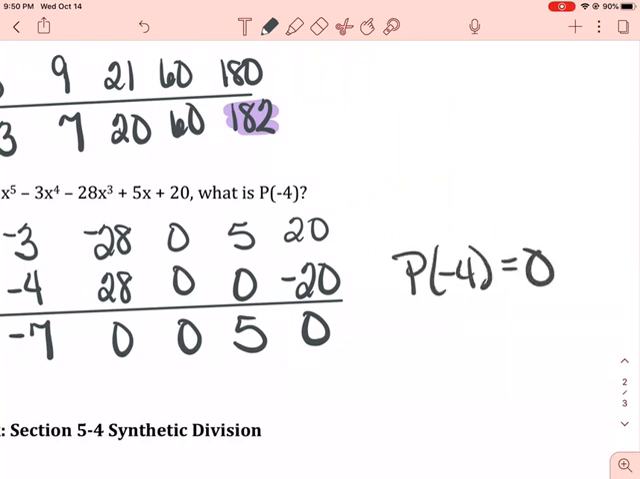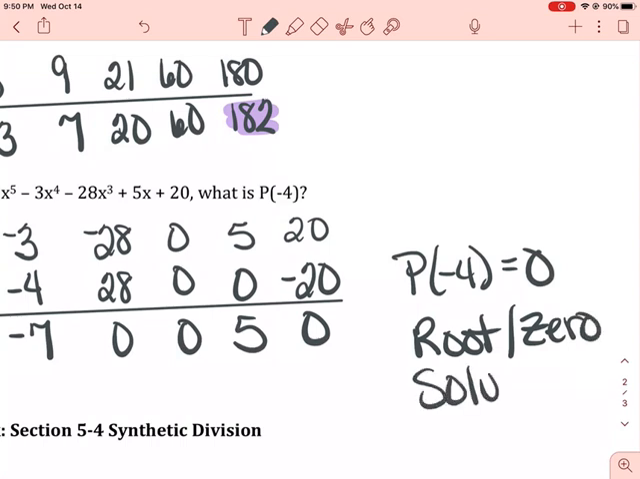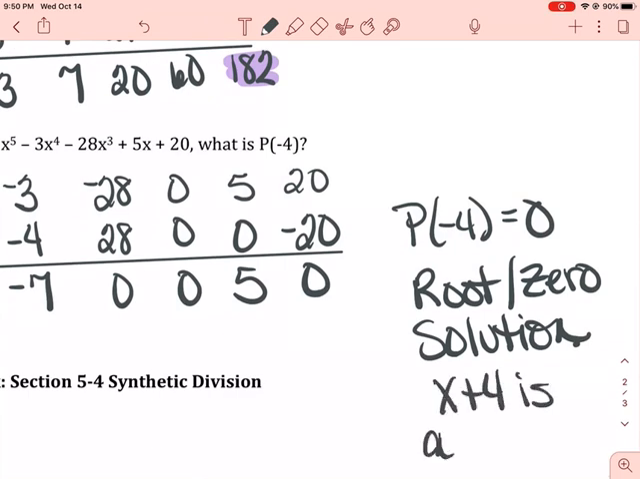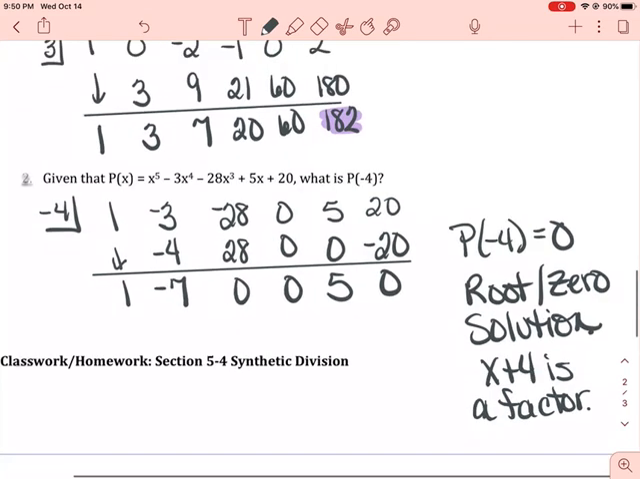What does it mean? It means that this is a root or zero or a solution to the polynomial. Okay, and if you really want to get crazy, you could say that x plus 4 is a factor. That's kind of deep. All right.